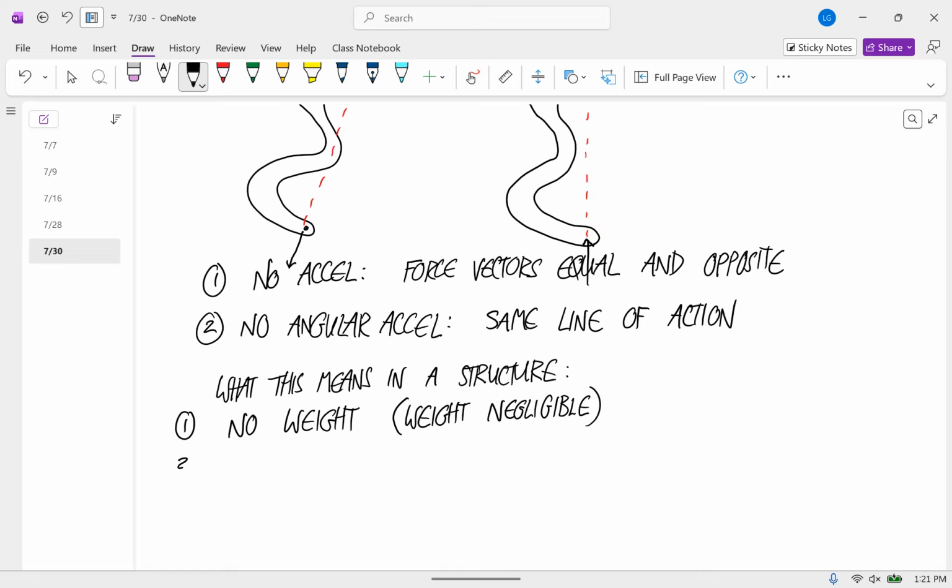The second requirement is that all external loads have to be applied at the joints. There can be no external loads applied, like, say, at the midpoint of a member.